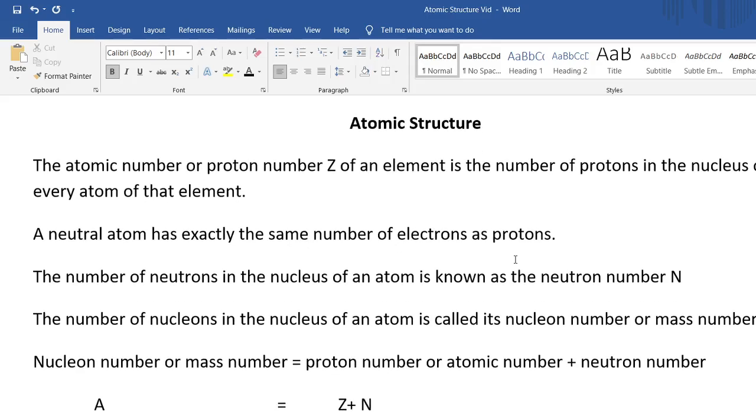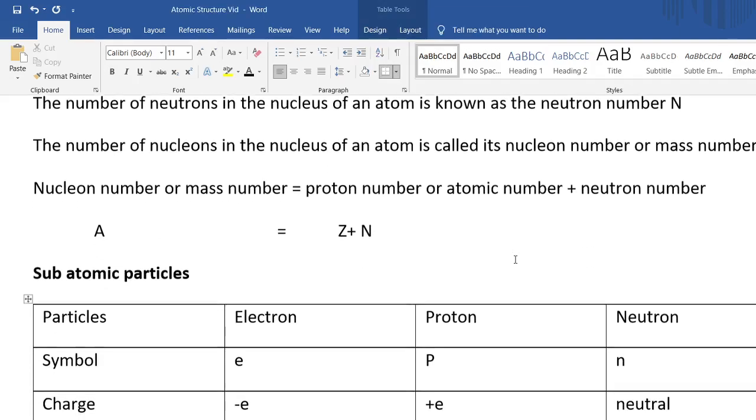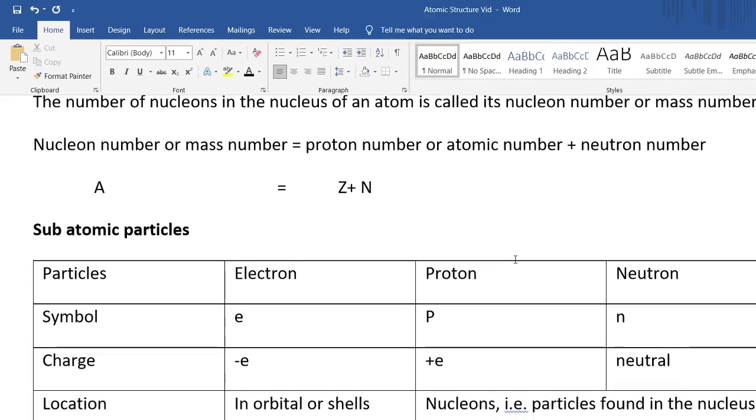There's an equation for this. A is equal to Z plus N, where A is your mass number, Z is your atomic number, and N is your number of neutrons. So like we said earlier, we have three subatomic particles: protons, neutrons, and electrons. In the order here, we're looking at electrons, protons, and neutrons.